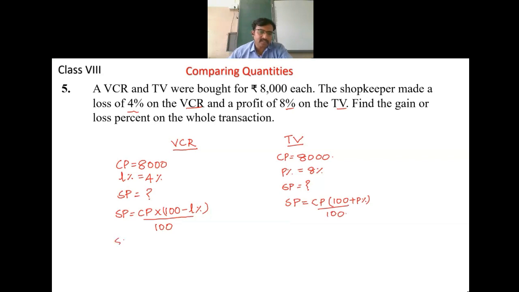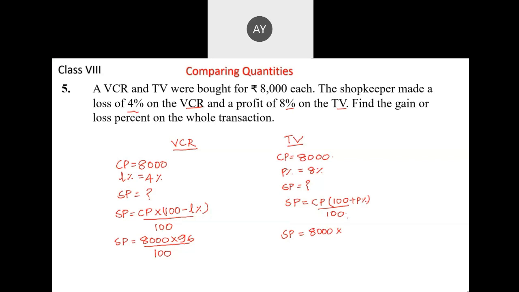Now let's substitute. Here it is 8,000 multiplied by 100 minus 4, which is 96, divided by 100. In this case, SP is 8,000 multiplied by 108, since 100 plus 8 is 108, divided by 100. Now two of the zeros will get cancelled in both the cases. What is the product of 96 times 80 that we have to do? What is 96 times 80? 7680.